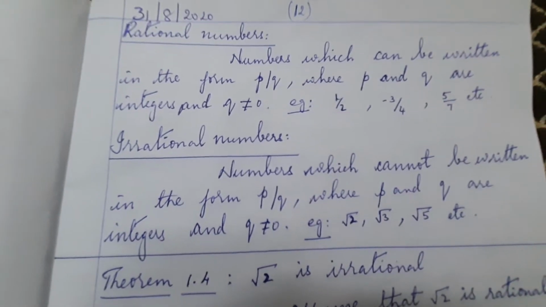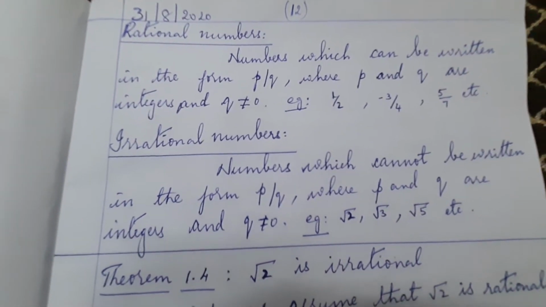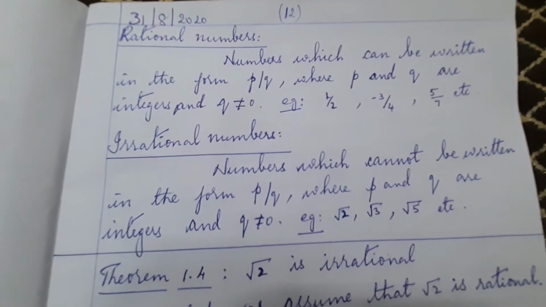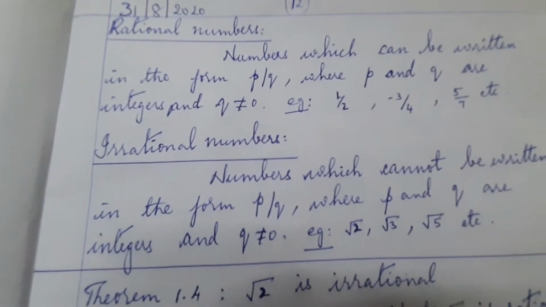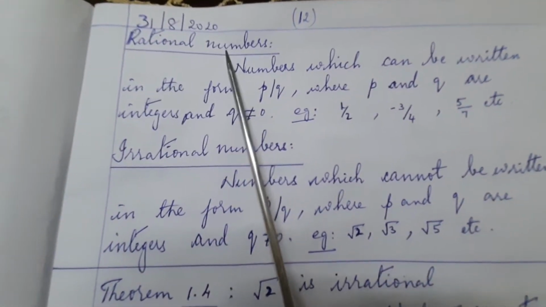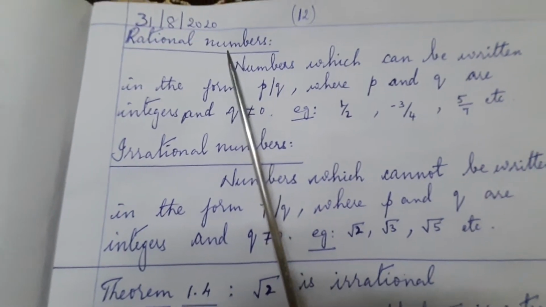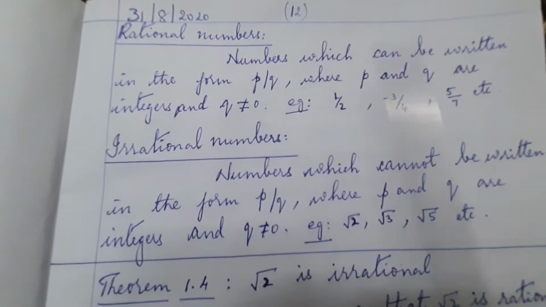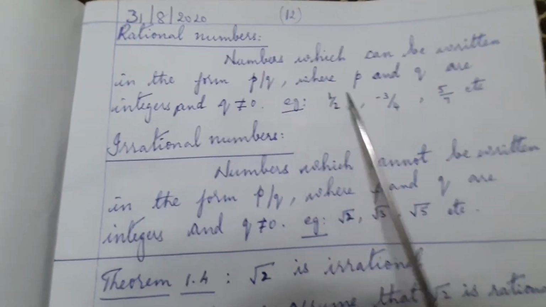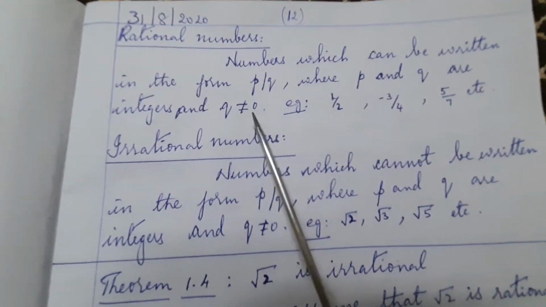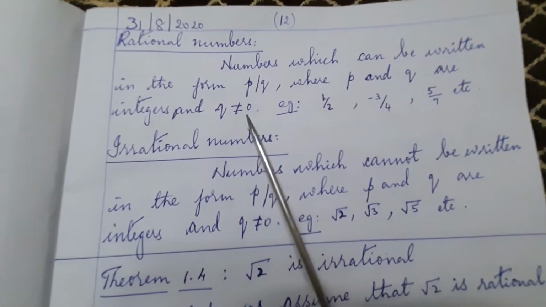Dear children, today we are going to learn the next topic, that is rational numbers and irrational numbers. Here first, what are rational numbers? We have already learned in the previous classes numbers which can be written in the form p by q, where p and q are integers and q not equal to 0. These are called rational numbers.